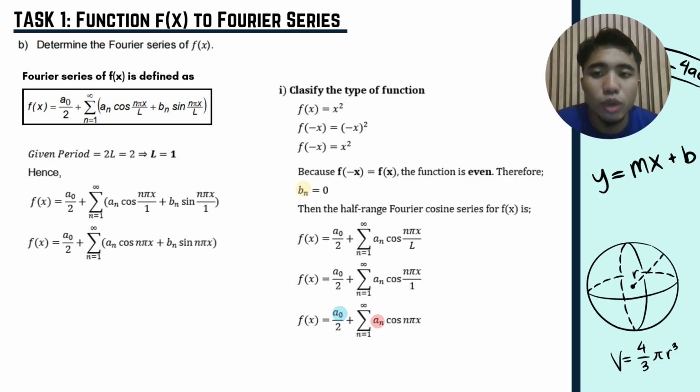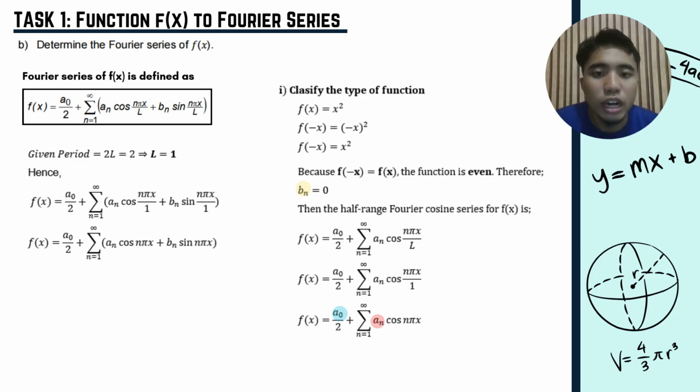The given period is 2L equals 2, so our L will be equal to 1. Therefore, our f(x) is going to be a0/2 plus the summation of an cos(nπx) plus bn sin(nπx). First things first, we are going to classify the type of function to determine whether it is even or odd. And here we can see that our function is even, therefore our bn value will be equal to 0.